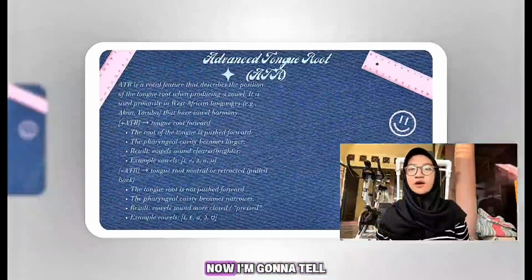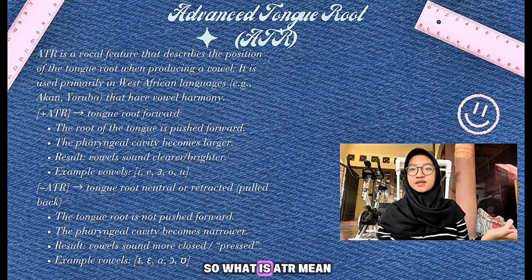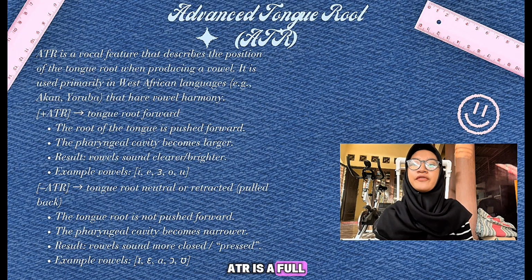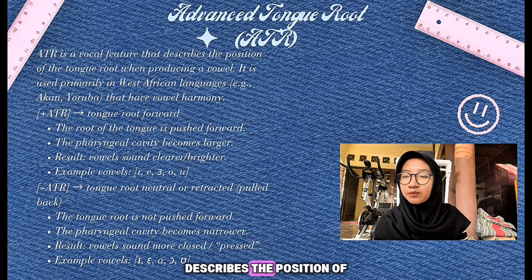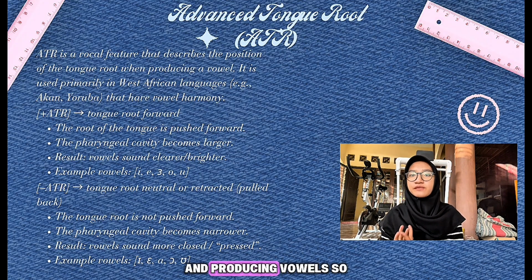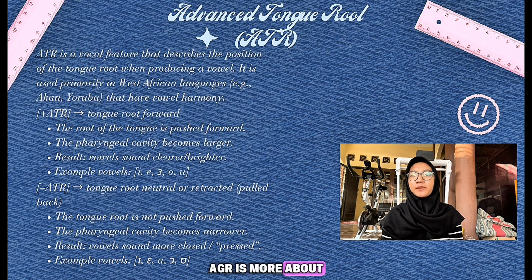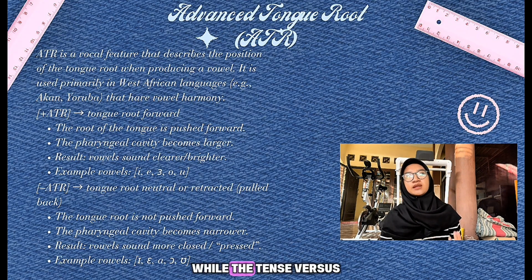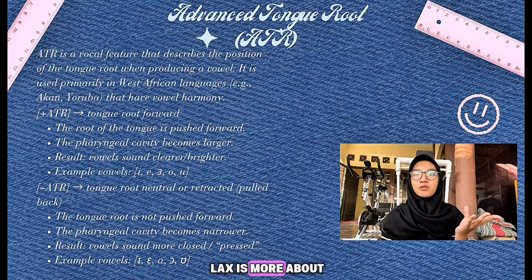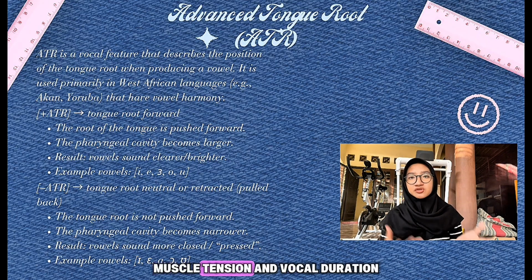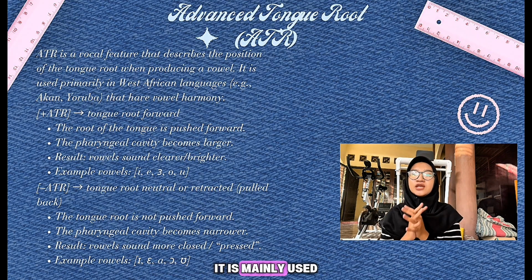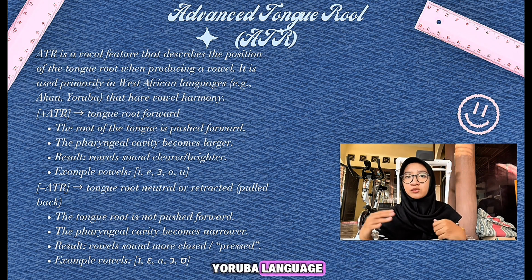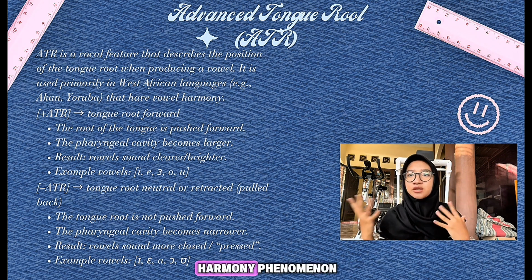Okay, now I'm going to tell you about ATR. What does ATR mean? ATR is advanced tongue root. ATR is a vowel feature that describes the position of the tongue root when producing vowels. So ATR is more about the position of the root of the tongue and vowel resonance, while tense versus lax is more about tongue muscle tension and vowel duration. It is mainly used in West African languages such as Akan or Yoruba that have the vowel harmony phenomenon.